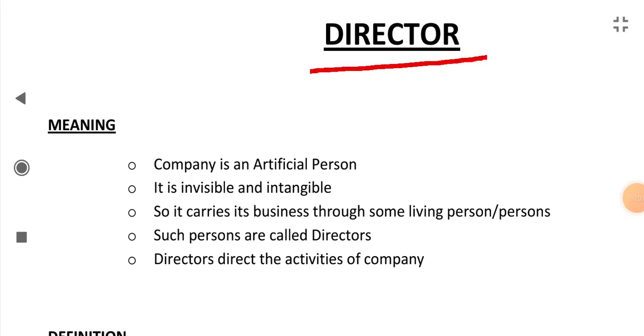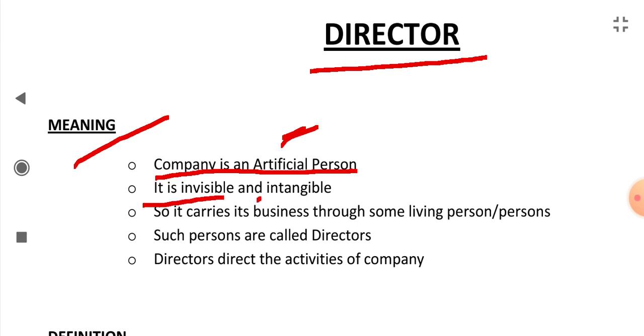Directors. So first, the meaning of directors. A company is an artificial person. A company is not a natural person. It is invisible and it is intangible. It is invisible, we cannot see it, and it is intangible, we cannot touch it.